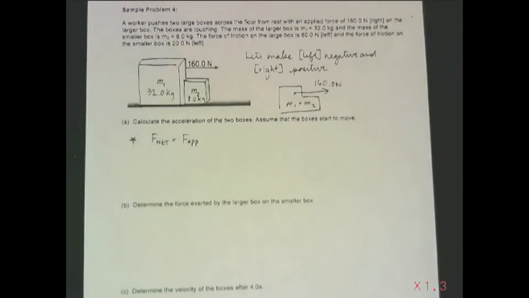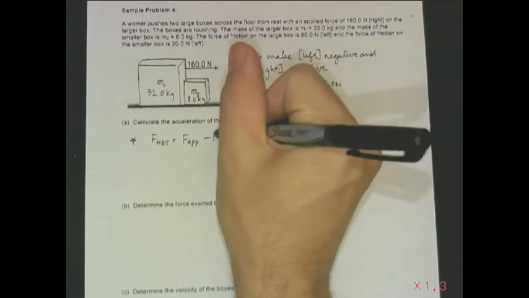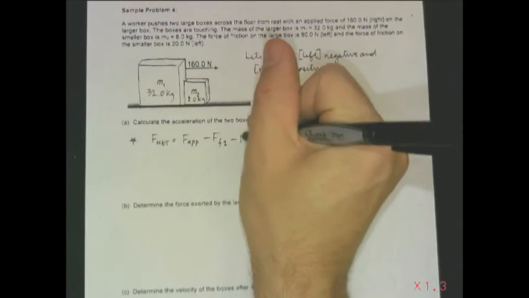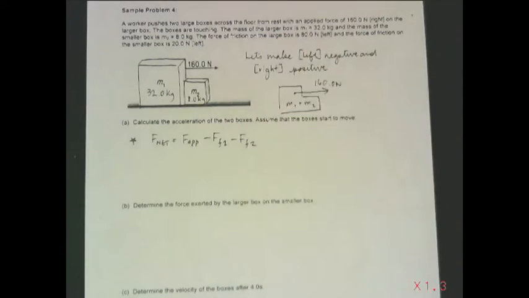Now I need to show that there is also friction acting on these boxes. Friction from box number 1 and friction from box number 2, but I also need to show that they're acting in the opposite direction. So in order to show that, what I'm going to do is make them negative. So we have minus force of friction 1 from the big box and minus force of friction 2 from the small box.